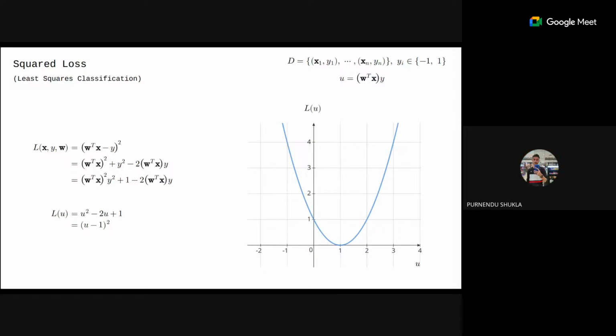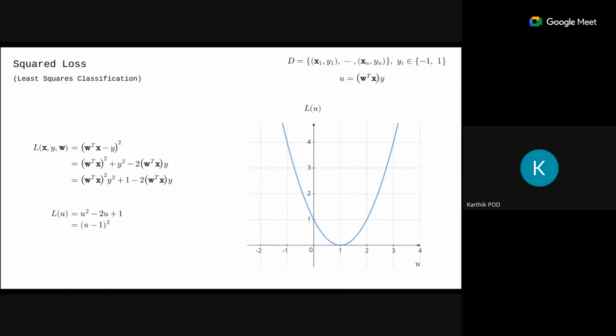Sir, how do we get that 1 there? Because y squared is 1; y is 1 or minus 1. So you are substituting that value. Yeah, it's the same thing that Prof did in the lectures. I'm just repeating that, so this week there's nothing much to do. Okay, so (u minus 1) whole squared.